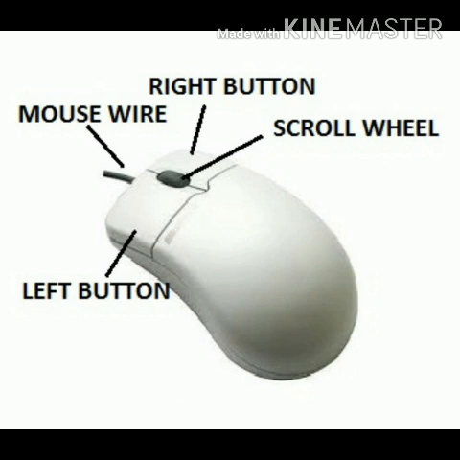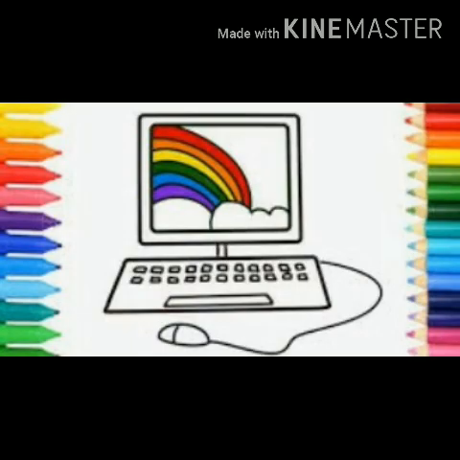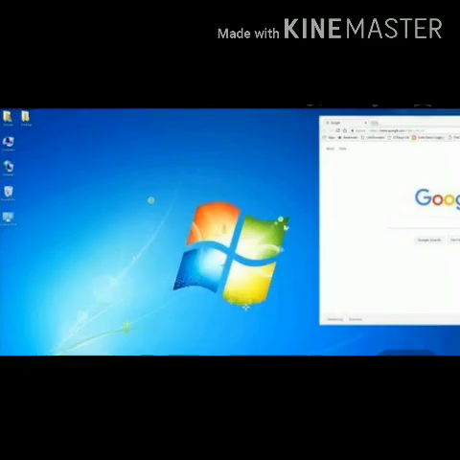First is mouse. It is a pointing device. It has two buttons, right button, left button and a wheel in the center. It helps us to draw and color the pictures. Mouse is also used to select and move things and objects on the screen.